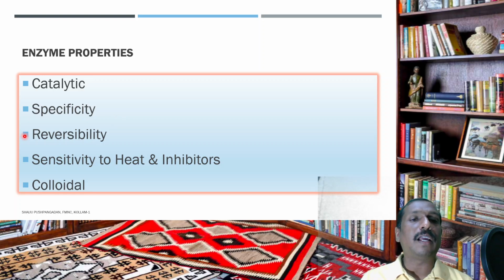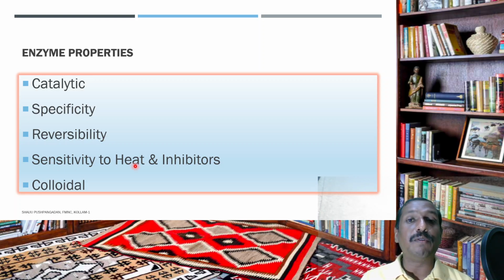And most of the enzyme-catalyzed reactions are reversible. Forward and reverse reactions can happen. Most of the biochemical reactions catalyzed by enzymes are reversible, because the enzymes have some kind of reversibility. So enzymes have reversibility.